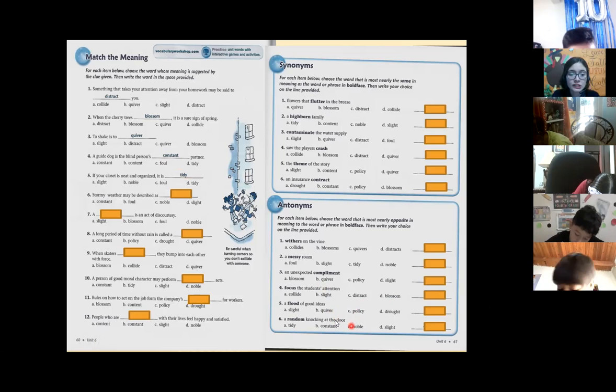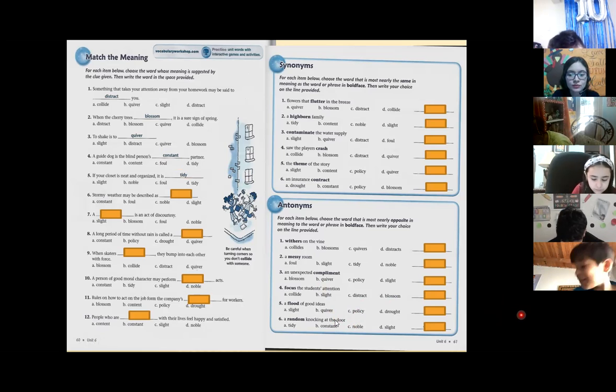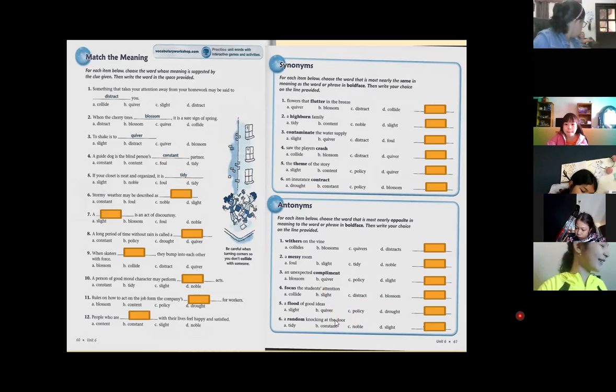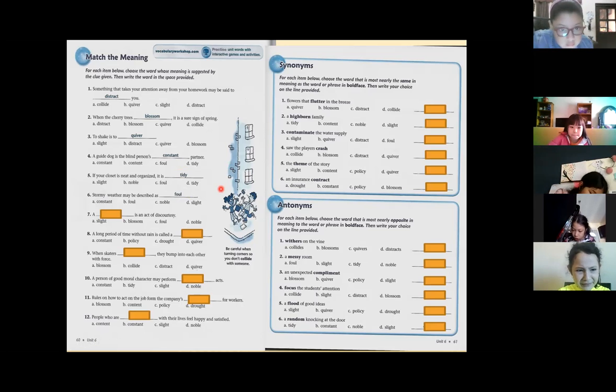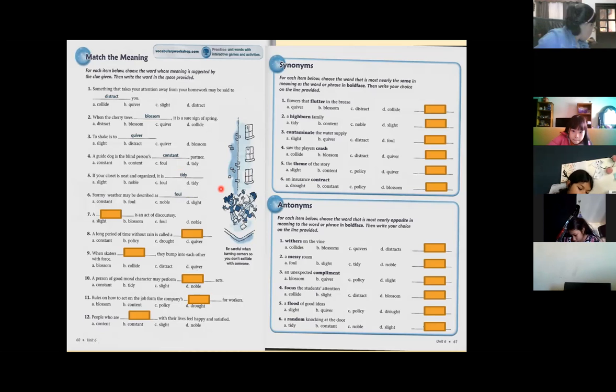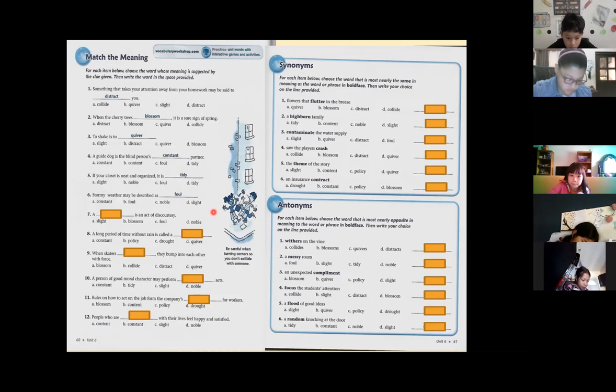What about number six? Stormy weather might be described as? Noble? No, noble is nice. Foul. It's going to be number six. Thank you, Colette. Stormy weather may be described as foul. Number seven, it is an act of discourtesy. Noble? Are you sure that's noble? It's an act of discourtesy. That is number seven. Now number eight, it says a long period of time without rain. It's dry, it's not raining.